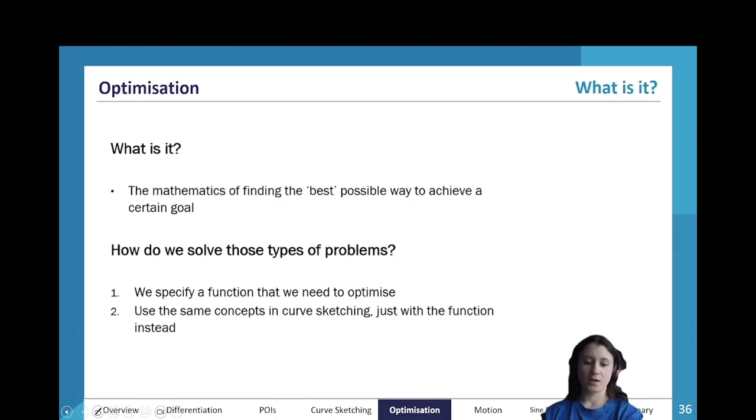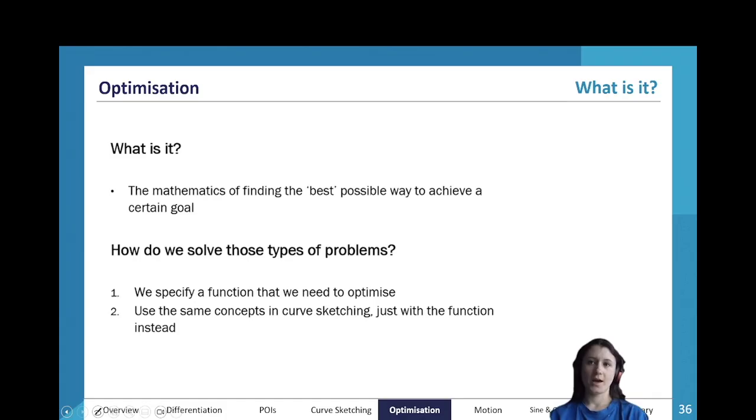Alright, now let's get on to optimization. So, what is optimization? Optimization is the mathematics of finding the best possible way to achieve a certain goal. Alright, so what you'll typically see is how can we maximize area? How can we maximize profit? How can we minimize cost? Or anything like that.